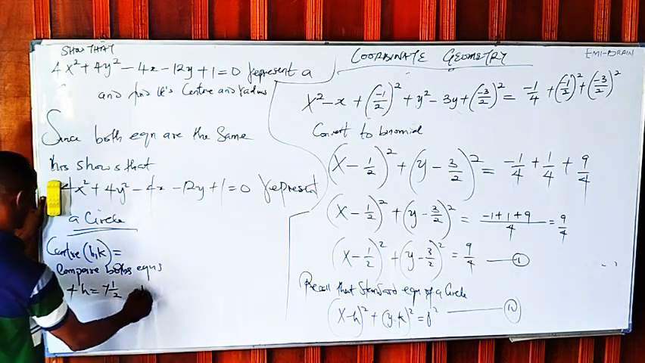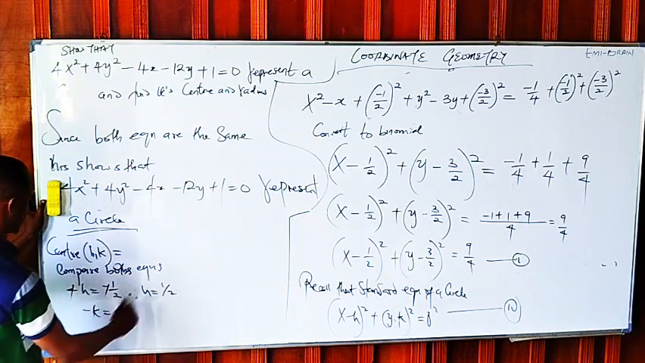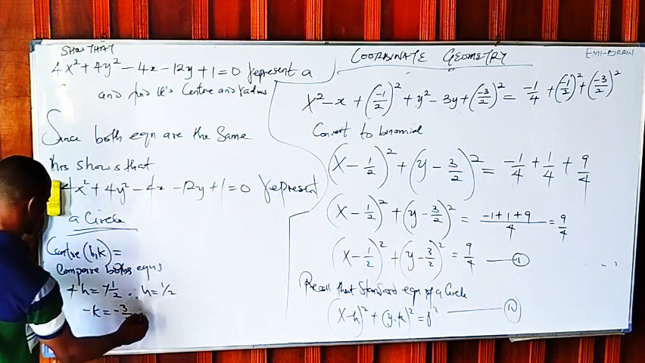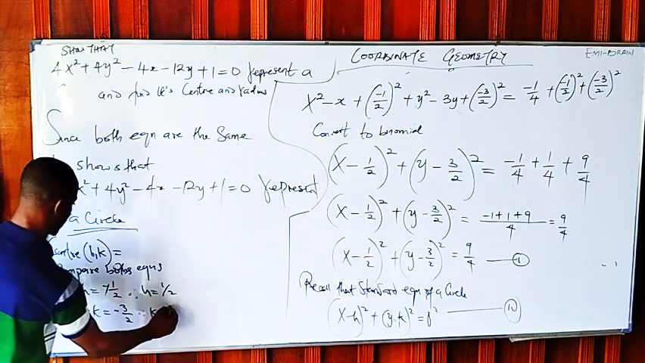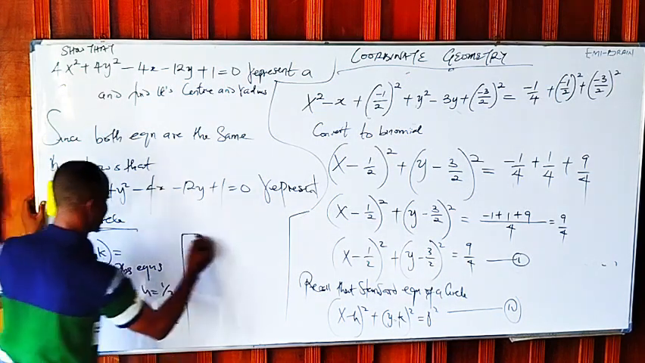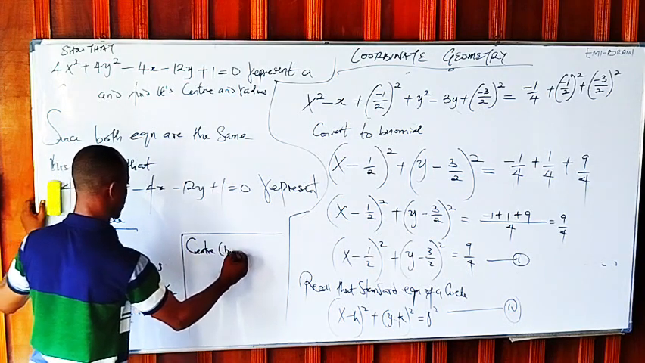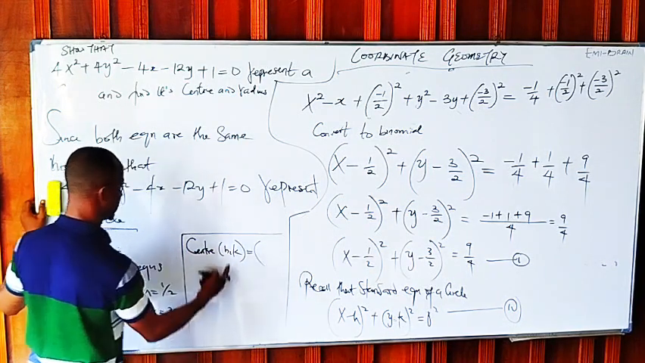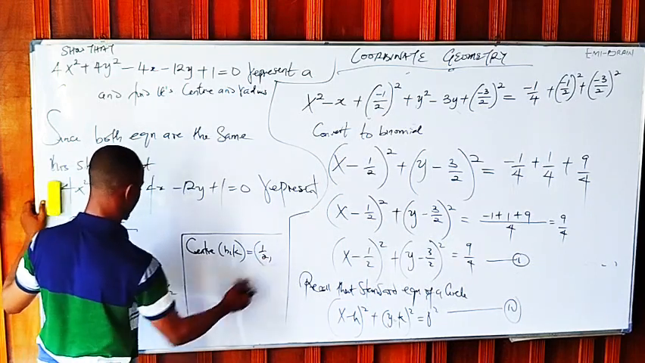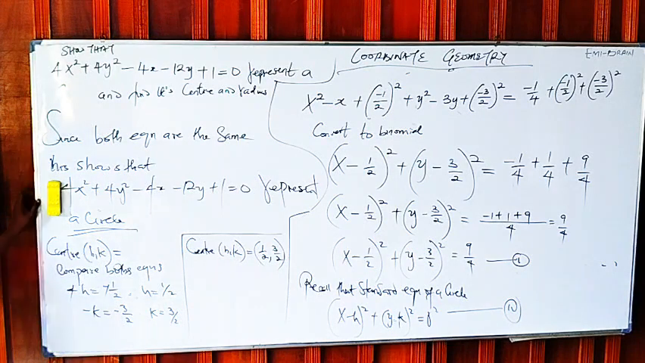Therefore, we are saying that our h is 1 over 2. We also compare minus k equals what? Minus 3 over 2. Therefore, our k equals 3 over 2. So our center becomes h, k, which is 1 over 2, 3 over 2. It's making sense, right?